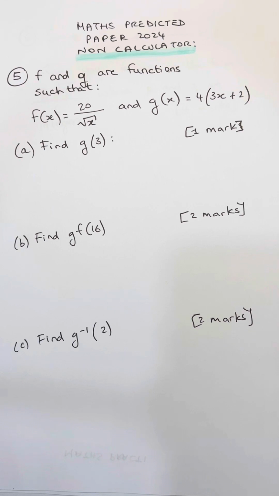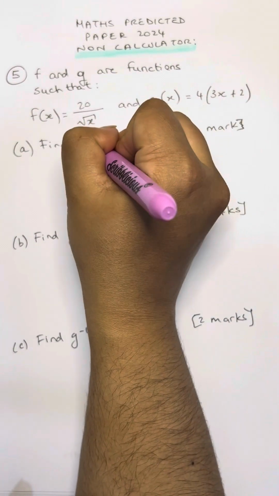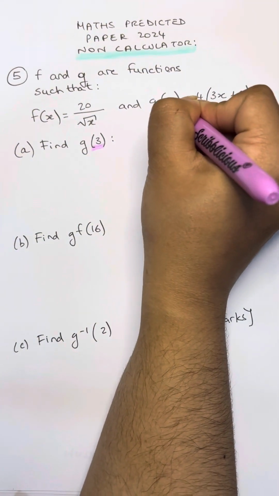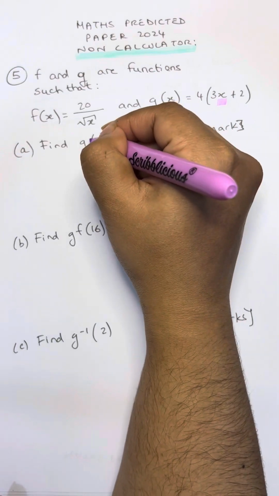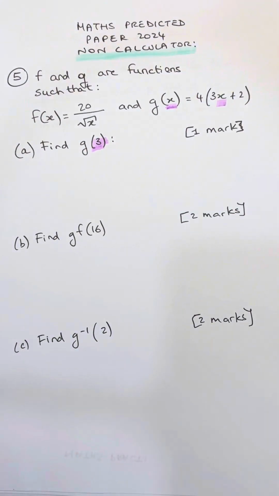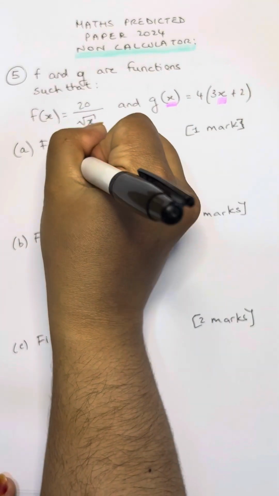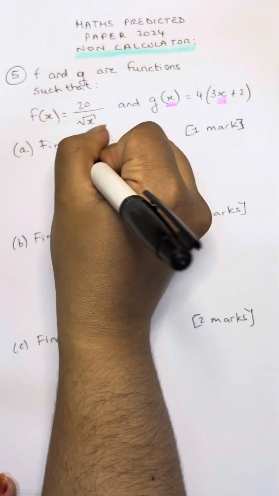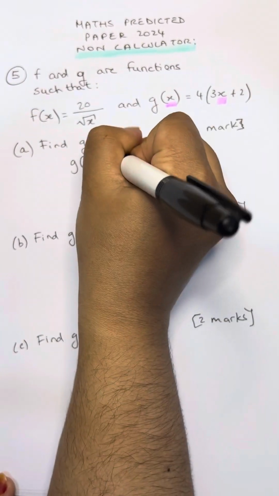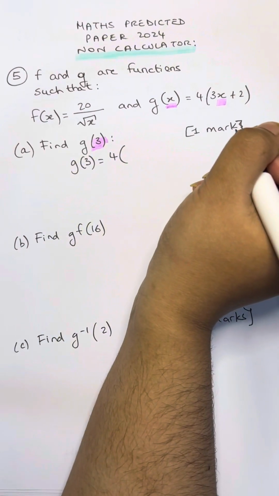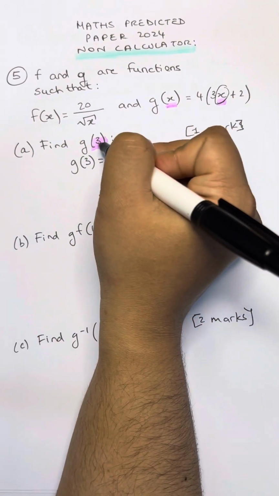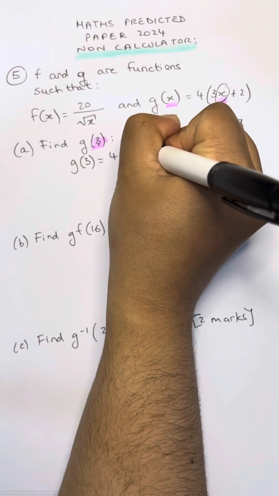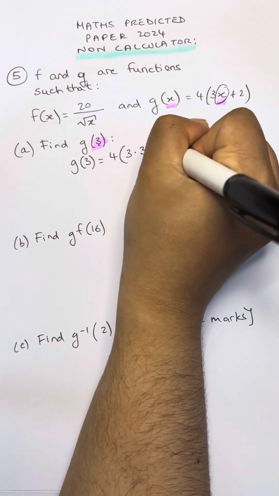Now, when it says to find g of 3, what it means is that wherever you find the x in the second function, you're going to substitute it with this 3 value. So g of 3: I'm going to rewrite the exact same equation, but this time I'm going to substitute the x with the 3. So it's going to be 4 times, open a bracket, 3 times 3 plus 2.